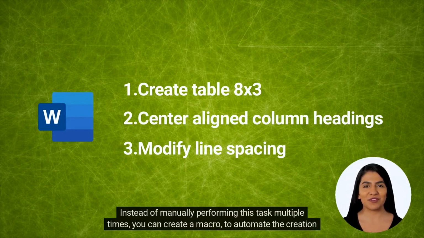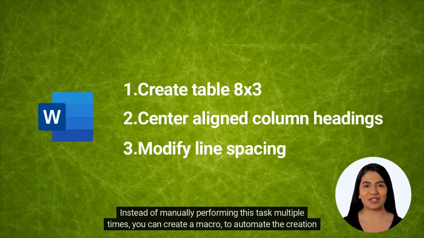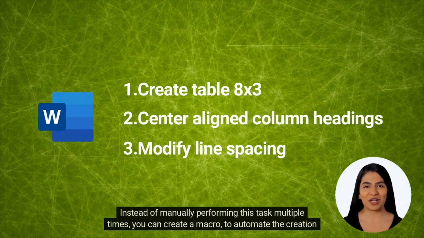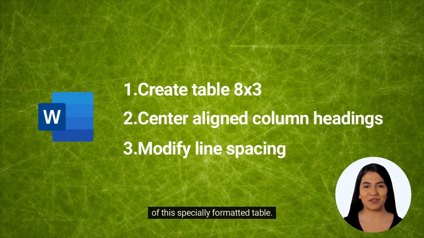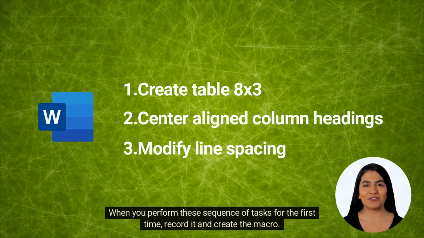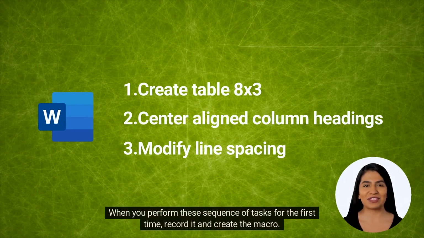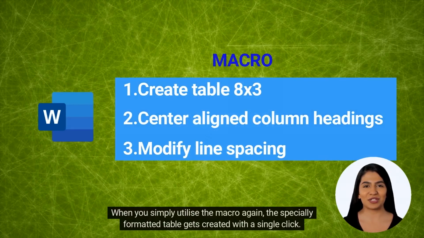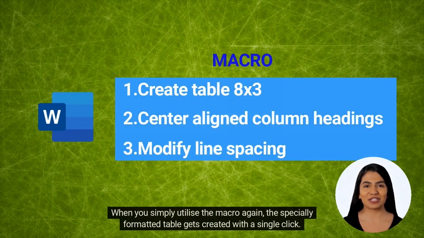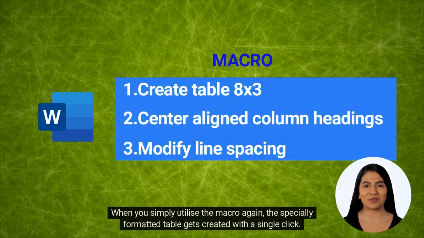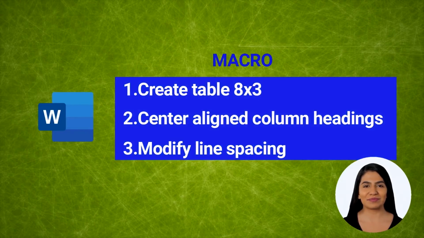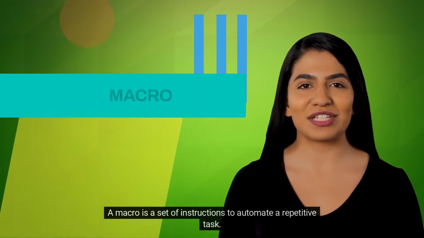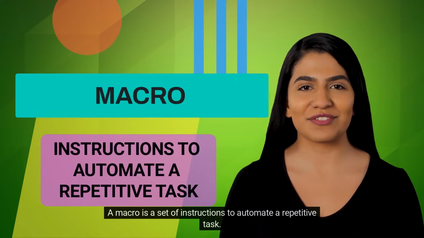Instead of manually performing this task multiple times, you can create a macro to automate the creation of this specially formatted table. When you perform these sequence of tasks for the first time, record it and create the macro. When you simply utilize the macro again, the specially formatted table gets created with a single click. A macro is a set of instructions to automate a repetitive task.